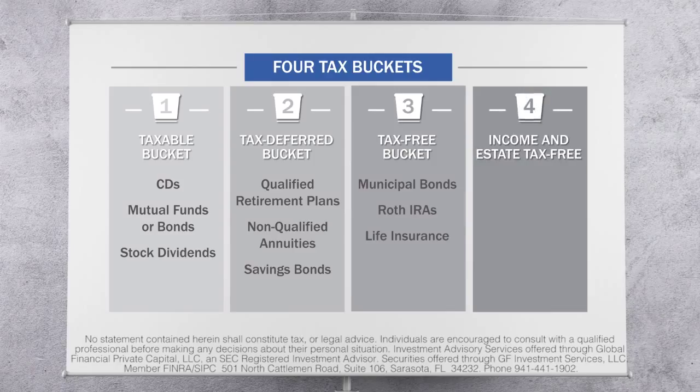Finally, the fourth bucket is income and estate tax-free. This is where you'll get into charitable trusts and other similar arrangements.